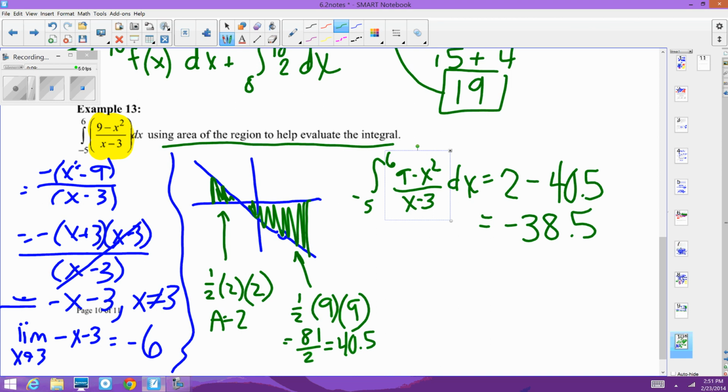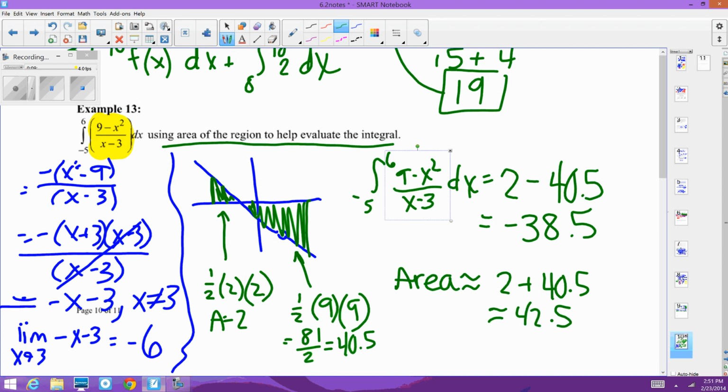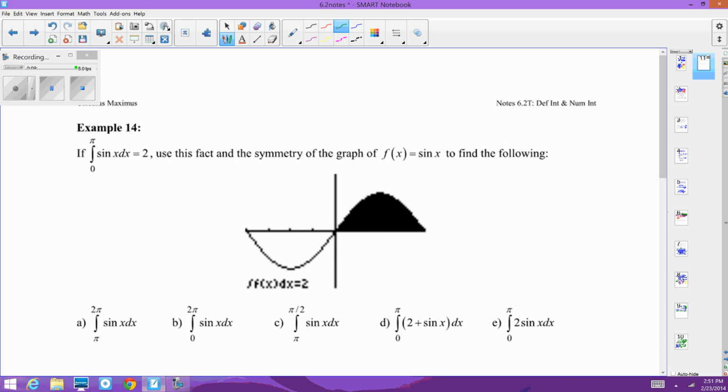All right, and then I know it doesn't ask this, but if you were asked to approximate the area, then that would just be 2 plus 40.5, or 42.5. All right, last problem. This is a great graph. It'll help you kind of break these down. The graph's already on here for you.